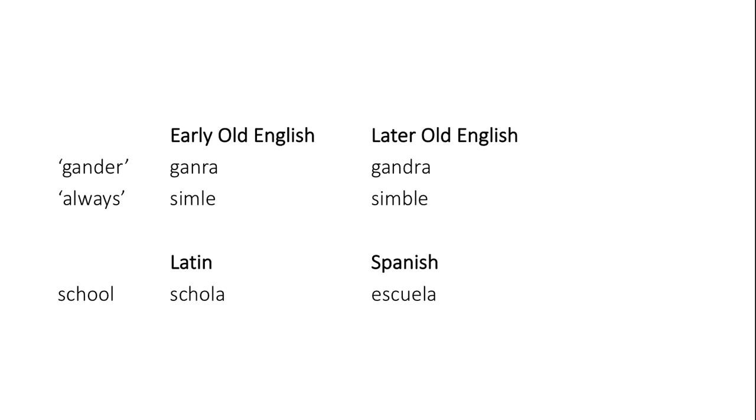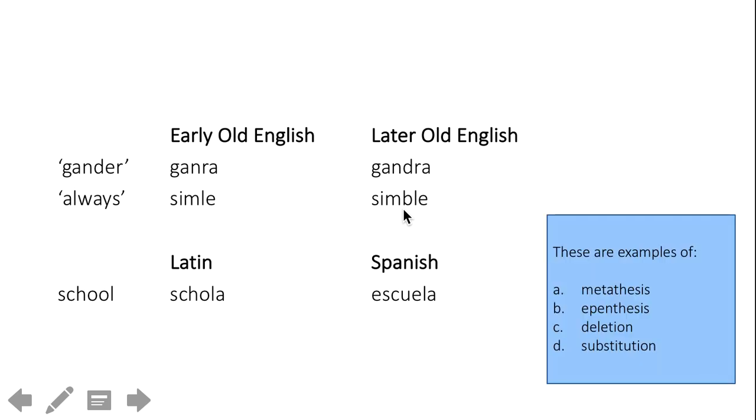Okay, we're going to go through some other processes pretty quickly. You should have read these in your textbook, so I'm not going to spend a lot of time on them, but just to have some practice. In early Old English, the word for gander, which is a male goose, was ganra, and then in later Old English, it turned to gandra. Always was simle, and then it turned to simble. What is this? You're adding something, so this is an example of epenthesis.